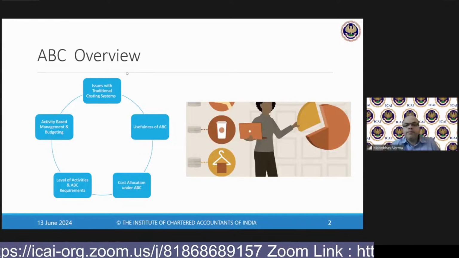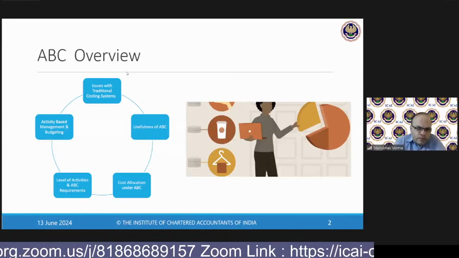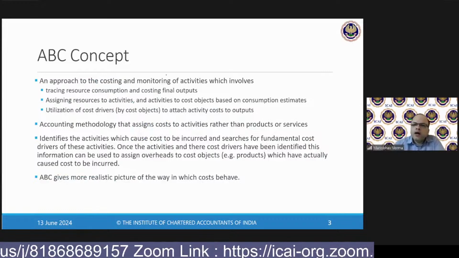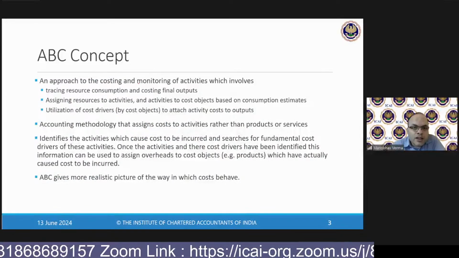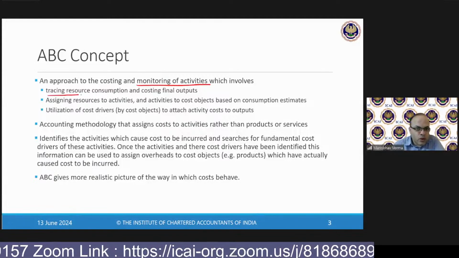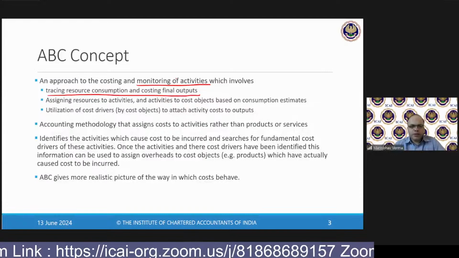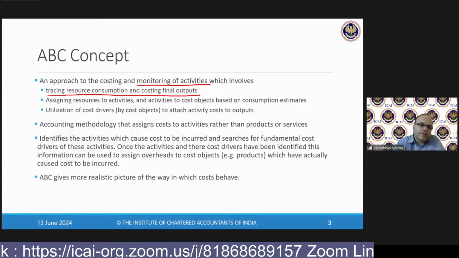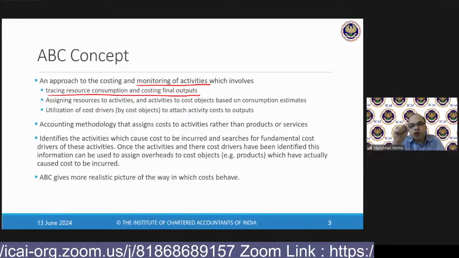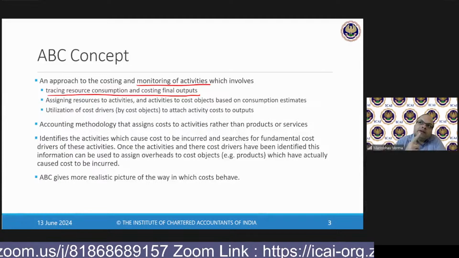So the first thing very important to understand is what activity based costing itself is. This is, as we say, an approach to costing. In other words, it involves monitoring of activities, which involves tracing resource consumption and costing final products. These are the two elements. So these are two important elements here: tracing the resource consumption and costing the final output. So the ultimate objective is to cost the final output by tracing the resource consumption. So think of it that way.